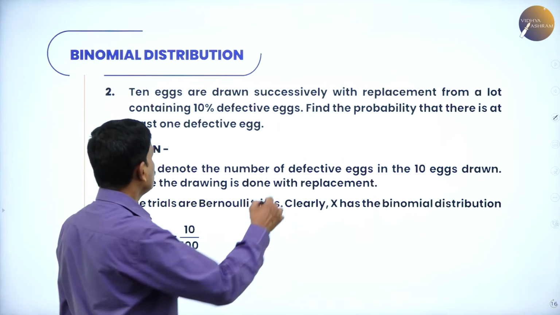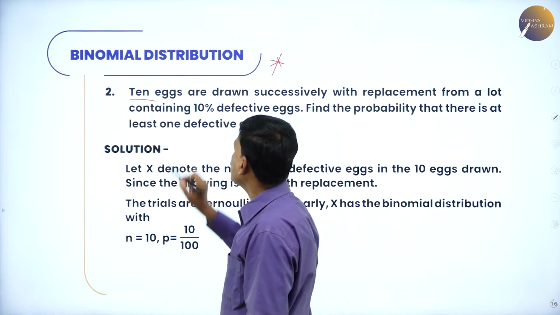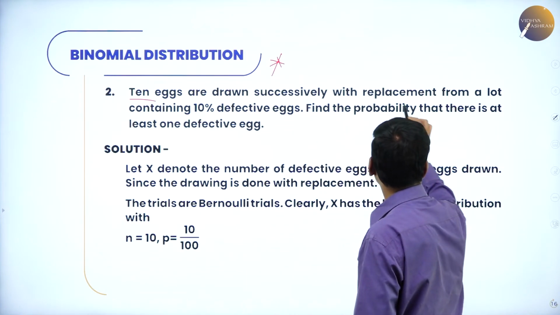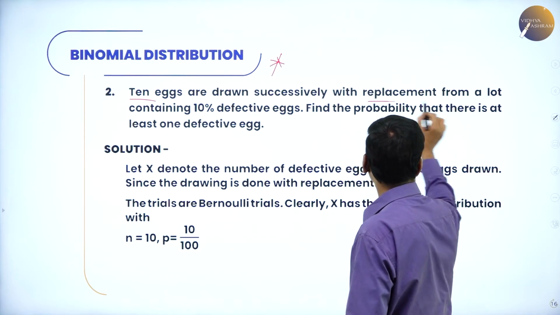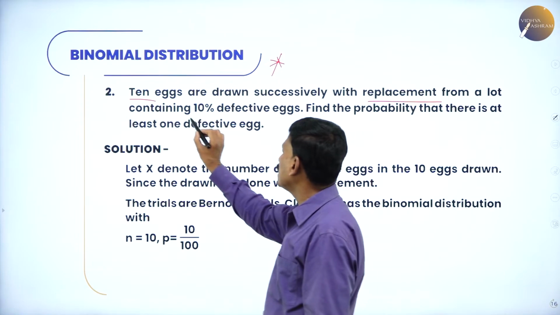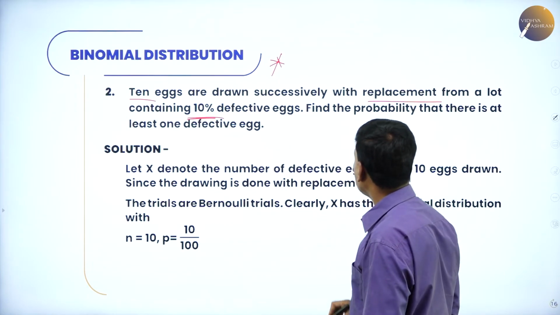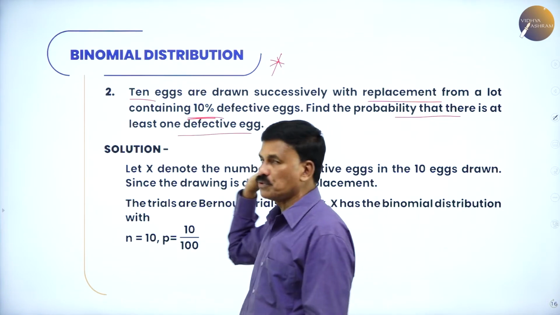This is a very important problem indeed. Now what is the problem given? 10 eggs are drawn successively with replacement from a lot containing 10% of defective eggs. Find the probability that there is at least one defective egg.